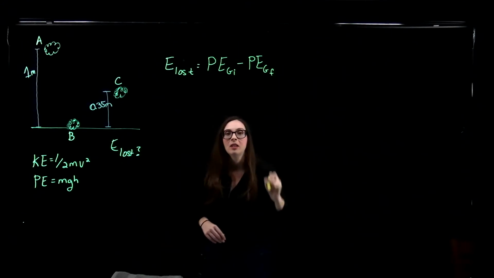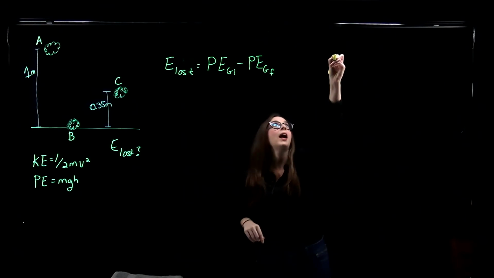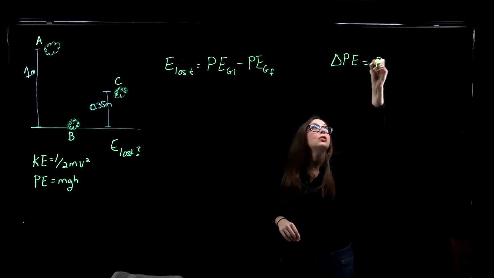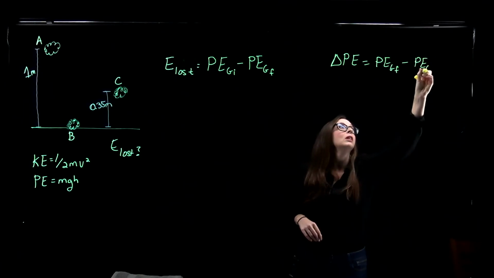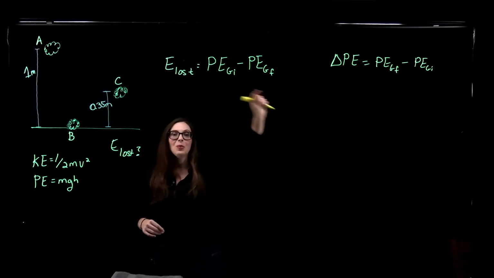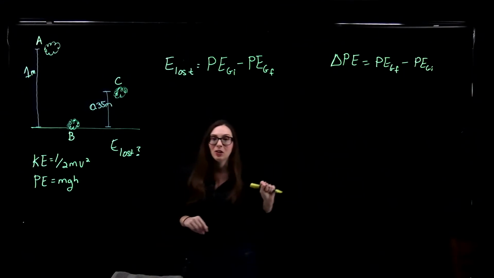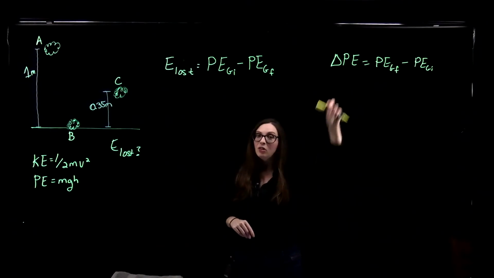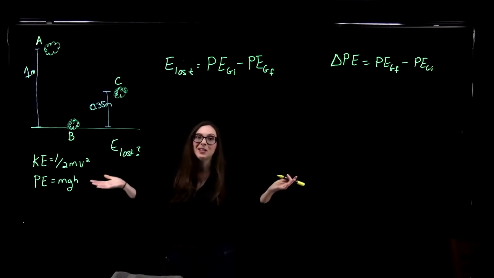gravitational potential energy. This energy that's lost is different from our change in potential energy. Change in potential energy is your final potential energy minus your initial potential energy. Here we're looking at how much energy we lost, so we take the gravitational potential energy that we had to start with minus the gravitational potential energy that we end with. That's different from when I ask for the change in gravitational potential energy. Different by a minus sign, but it's still different.